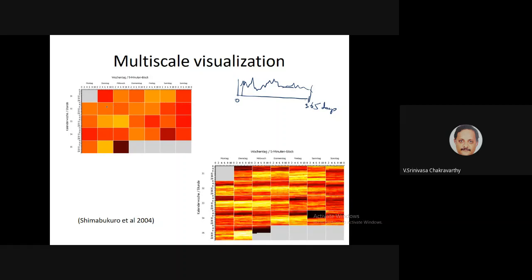In this case, the top left depiction gives you a variation of the quantity within a week, and even within a day. On the columns, you depict the days of the week: Montag, Dienstag, Mittwoch, which are German words for days of the week, Monday, Tuesday, Wednesday, and so on. Within that, you can see the variation, and in this case you also see the variation at the level of minutes within the day.